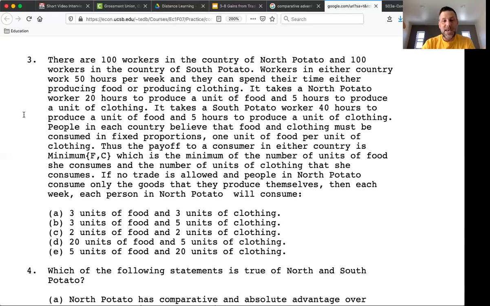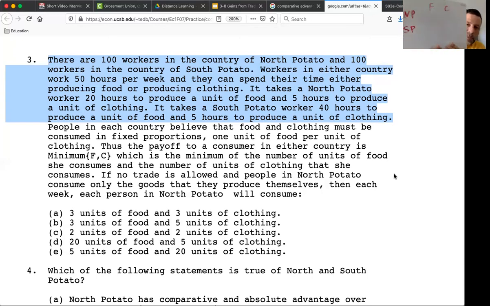Now, I skipped the bottom half of this question where it gets even more complicated because it doesn't really matter. So I'm only looking at this right here that I've highlighted. Okay, so I want to know, based on these numbers, I'm not worried about the second half of this question. All I want to know is who should produce clothing, who should produce food. All right, so I'm going to set up my problem. I've got North Potato, South Potato, I've got food, and I've got clothing. So you can see here, North Potato, South Potato, food, clothing.